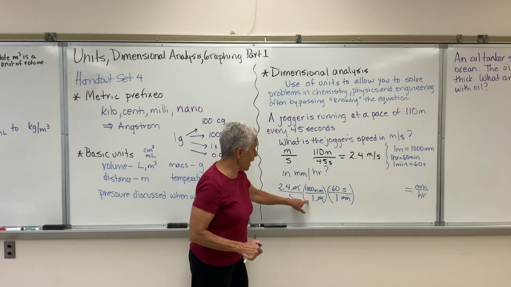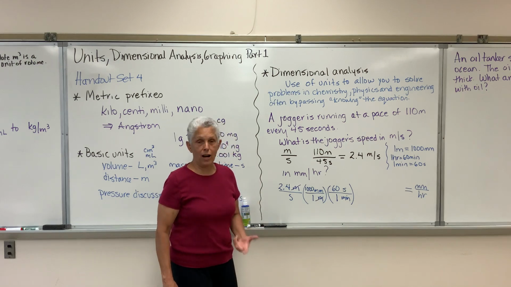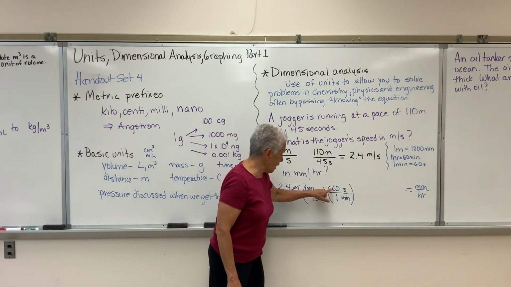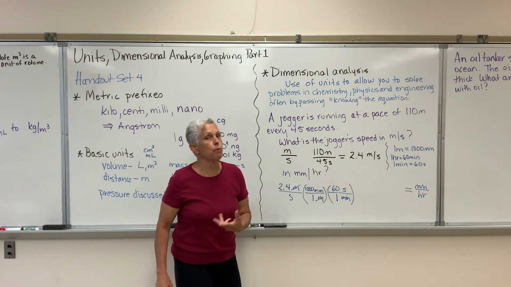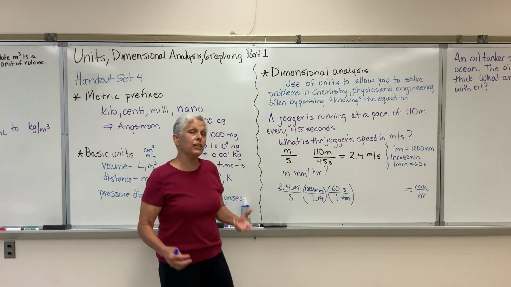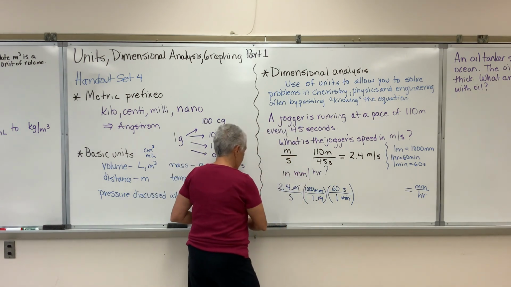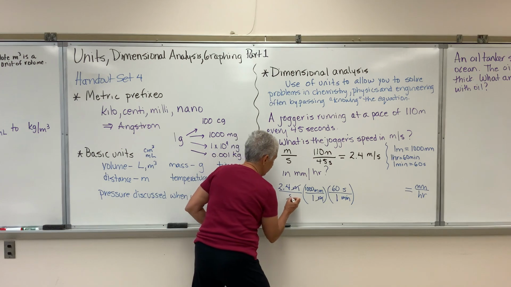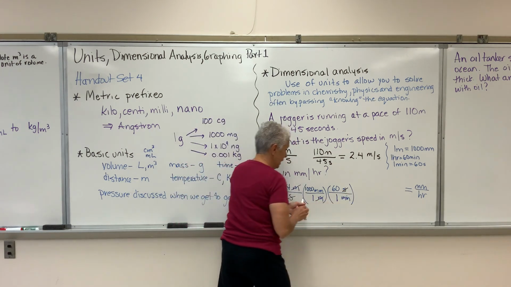So these are exact numbers, right? Milli is the definition of 1/1000th of a meter. By the definition, a minute has 60 seconds, and it's 60.000. So these two numbers also have an infinite number of significant digits because they're exact. So now I got rid of the second, right? But I still have minutes, and I need hours.